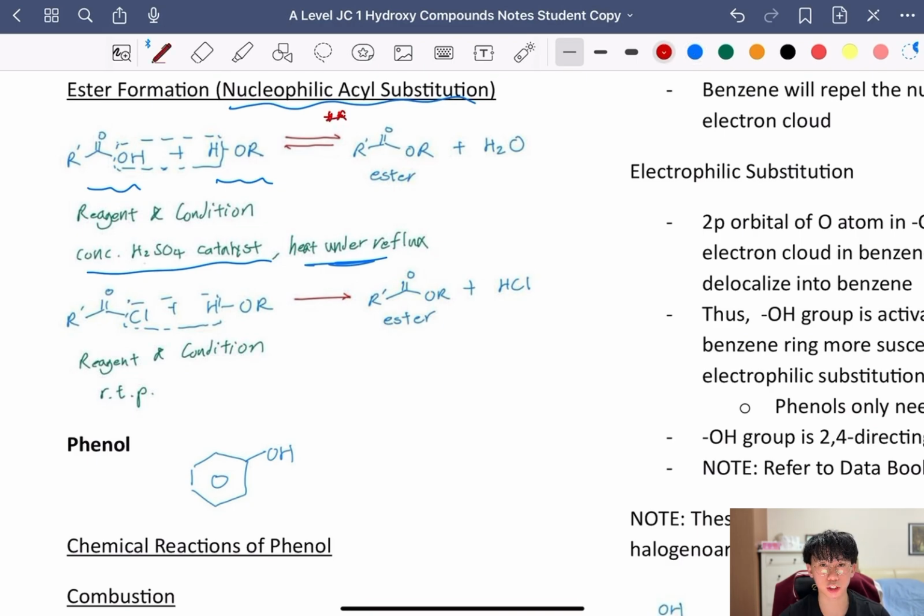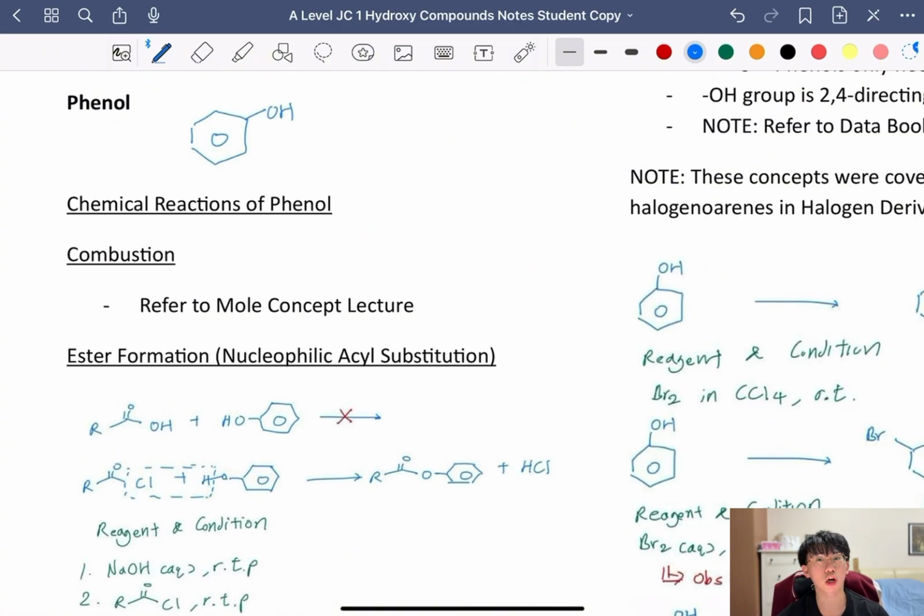For stronger conditions, instead of a carboxylic acid, you can use your acyl chloride. And this will form your ester as well. And this is not a reversible reaction. This is a full reaction. And because these are both condensation reactions, according to the boxes that I've drawn, you can form your side products over here. Now next, we're going to talk about phenols.